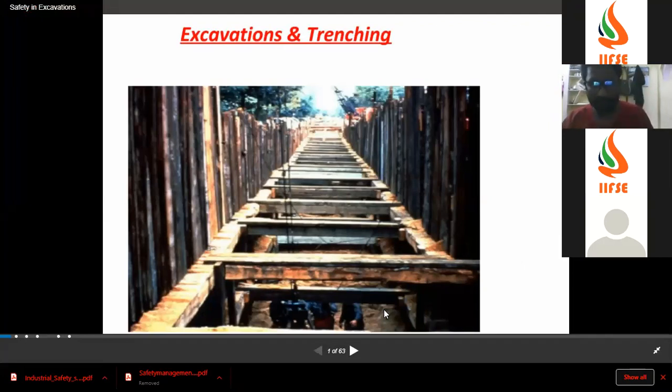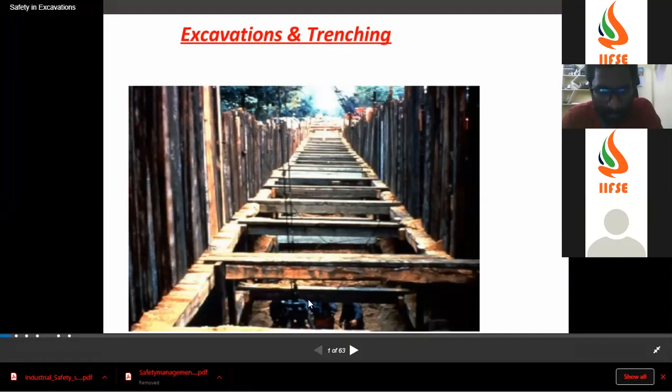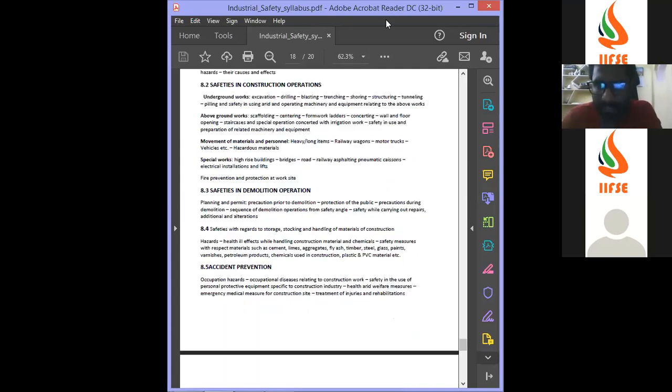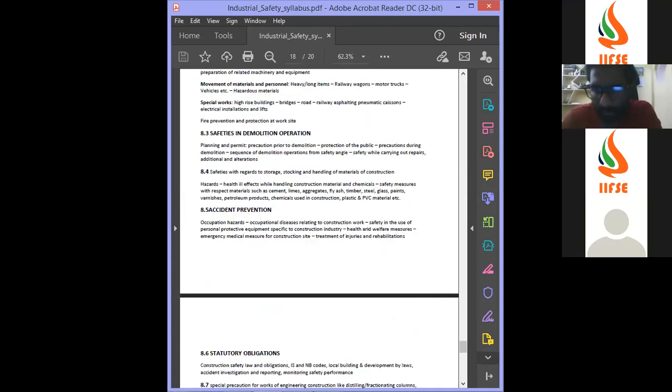So here we are going today to discuss about construction safety. See, before going into the construction safety, I would like to show you the syllabus, the syllabus map. Is the syllabus paper visible? You can see the syllabus paper, right? Everyone, this is the syllabus. Yes sir, it is visible.